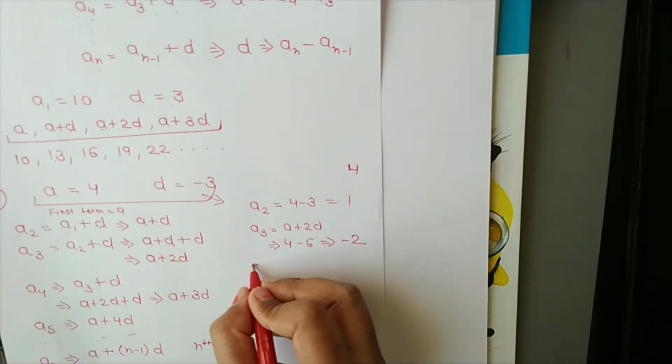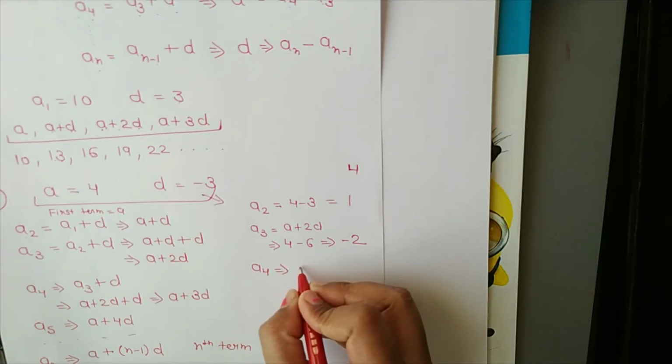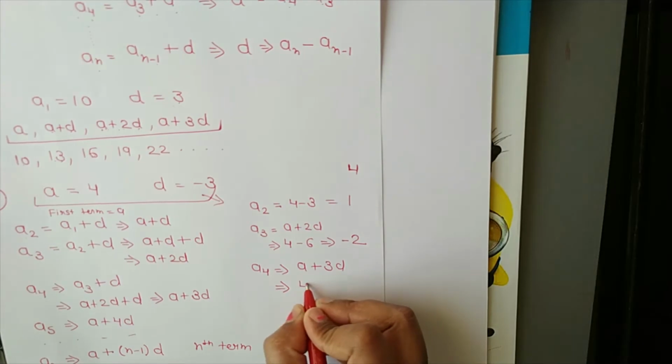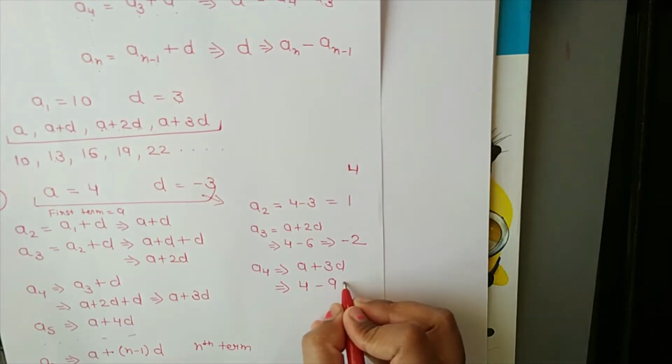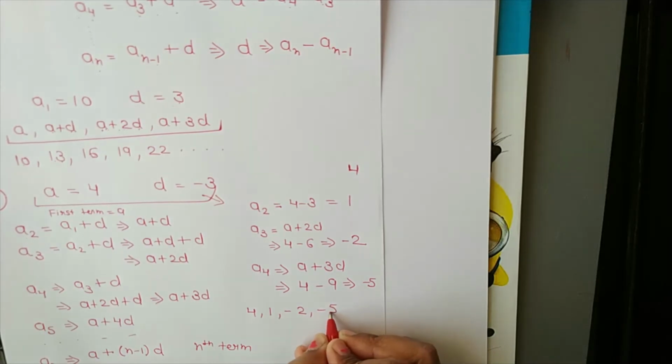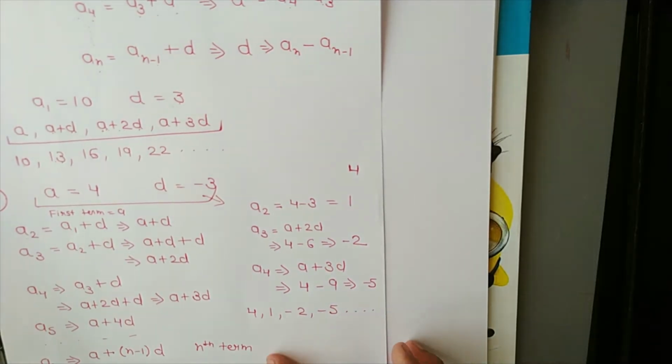After that, a4 will be a plus 3d. So 4 minus 9, that is minus 5, and so on. So the series will be 4, 1, minus 2, minus 5 and so on. Clear?